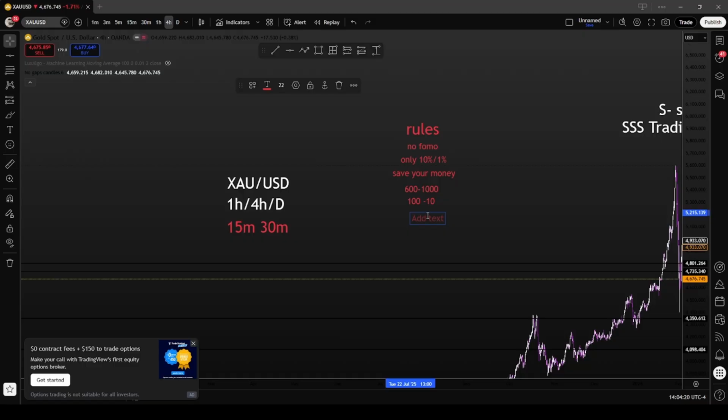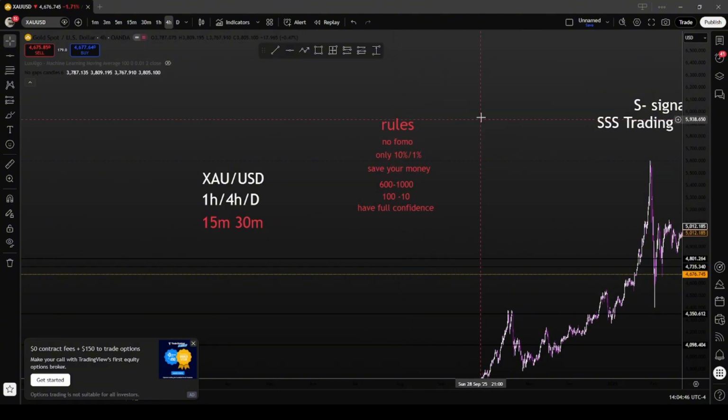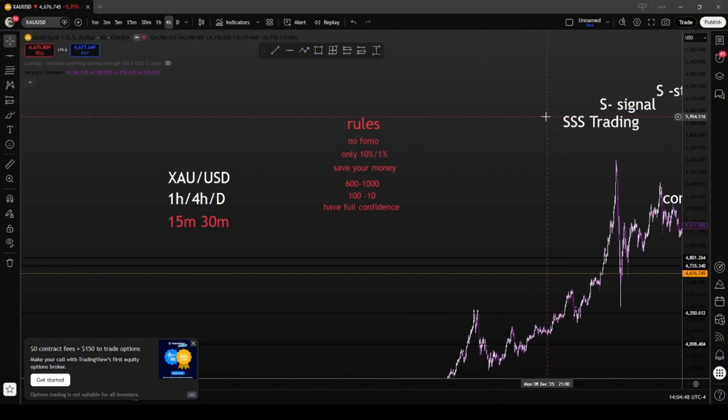But lastly, have full confidence in yourself. All right, have full confidence in yourself. Do not think that you are better than anybody else in the SSS community. Do not think that you are worse than anybody in the SSS community either, because we are all learning and we are all getting better progressively the more we trade this strategy.